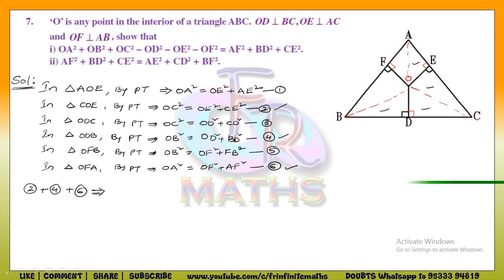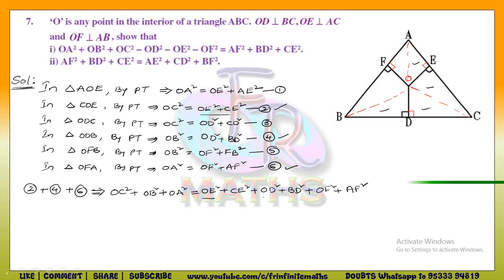Left hand sides will be added to left hand sides, and the right hand terms will be added on the right hand side. Now 2 plus 4 plus 6. The left hand side is OC square plus OB square plus OA square is equal to, the corresponding right hand side: OE square plus CE square, plus the right hand side of equation 4, OD square plus BD square, and the same way the right hand side of the 6th equation, OF square plus AF square.